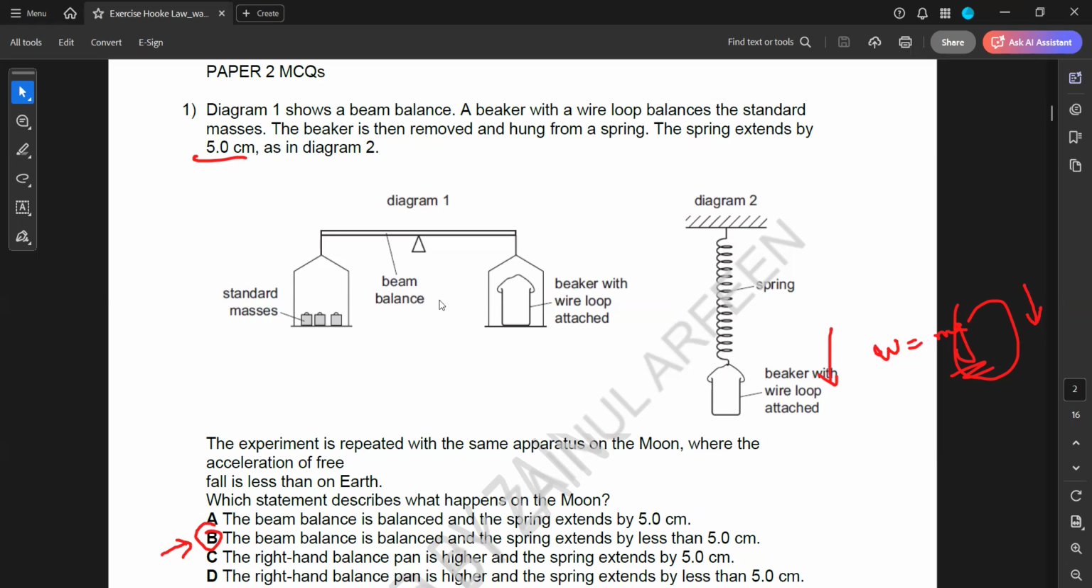Okay, sir. Thank you. Sir, I have a question. Yes. What does it mean when the beam is balanced? Beam is balanced means the left hand side and the right hand side have equal mass. It means the moments, the turning effects of both sides, are equal. Like if I say this is 3 gram, this is also 3 gram. So the beam is horizontal, or balanced.